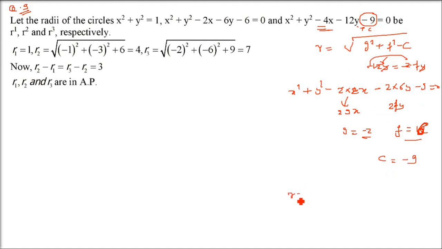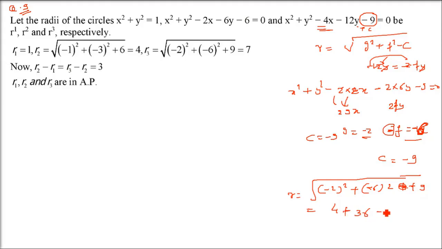So radius will be under root g square plus f square minus c. Don't worry about the sign because ultimately you are going to square it. Please remember, you don't have to find out g and f, you have to find out minus g and minus f. Now just g square plus f square minus c. What is c here? C is minus 9. So minus of minus c is plus 9. So you have 4 plus 36 plus 9. This is 49. Under root of 49 is 7.